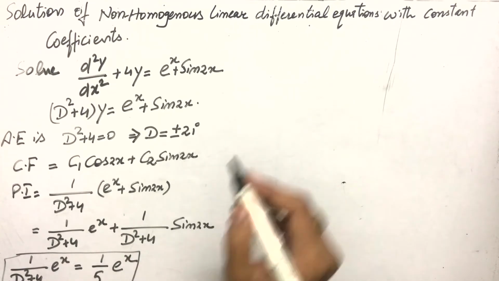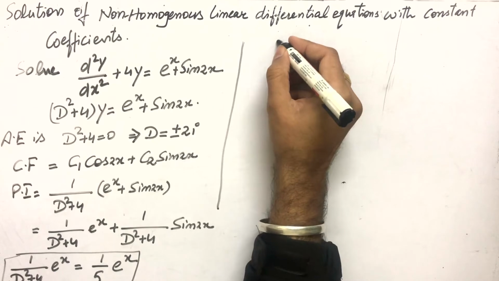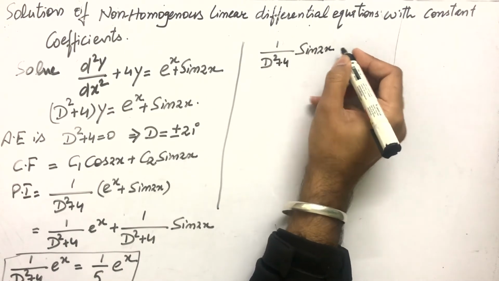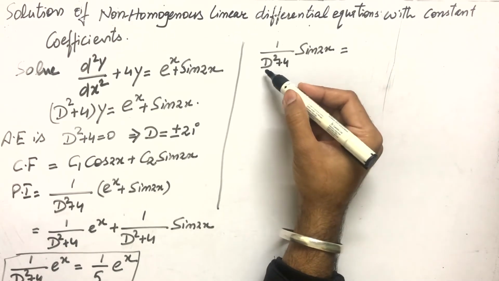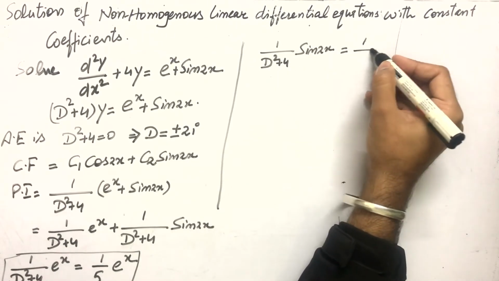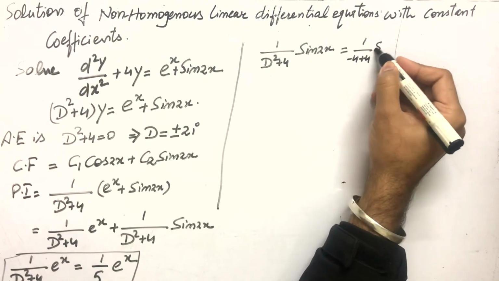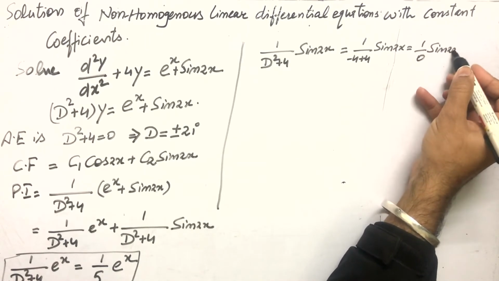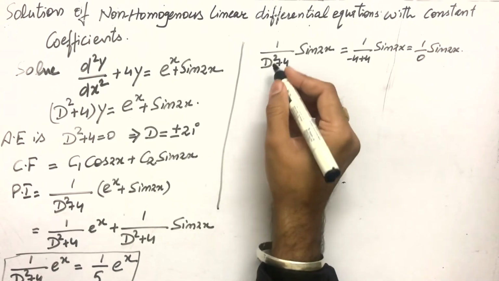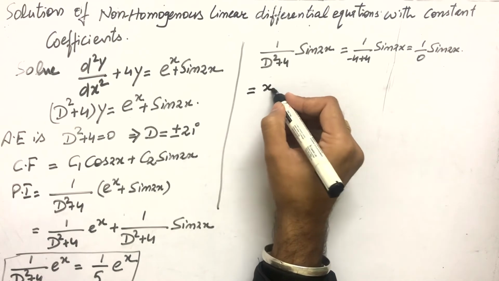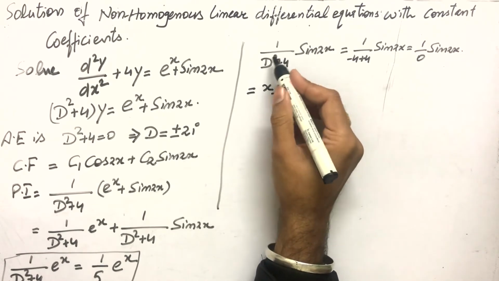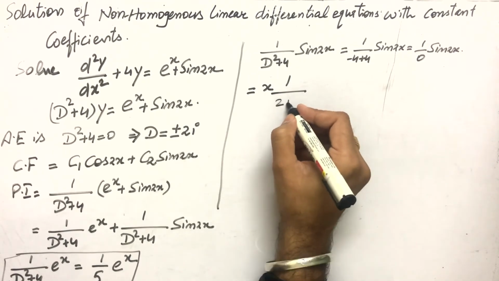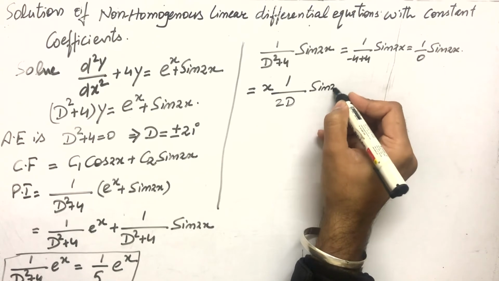Now we solve the second part, that is 1 upon D squared plus 4 of sine 2x, and by the formula we put D squared is equal to minus 4. What will happen here when we put minus 4 here? So this is a case of failure. So as discussed earlier, we use the formula. So this may further be written as x times 1 upon the derivative of this, and it is 2D, sine 2x.